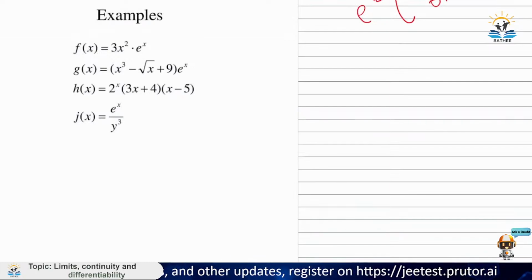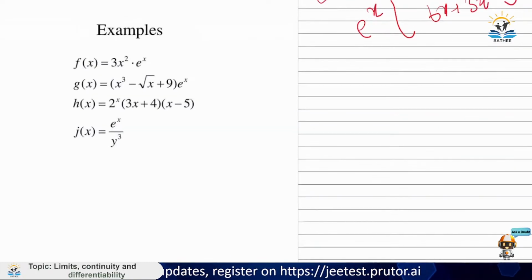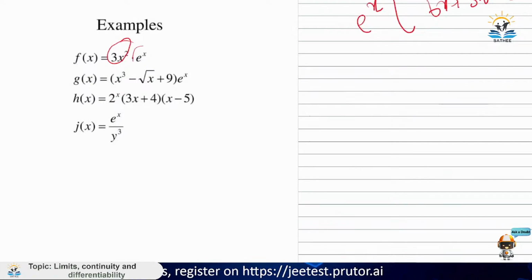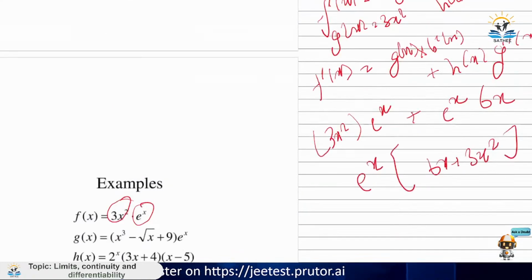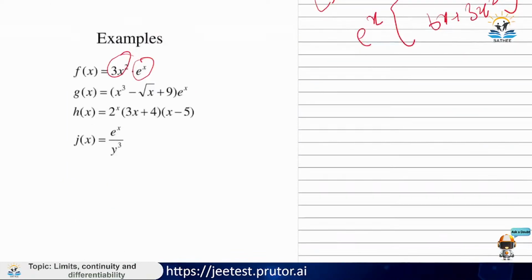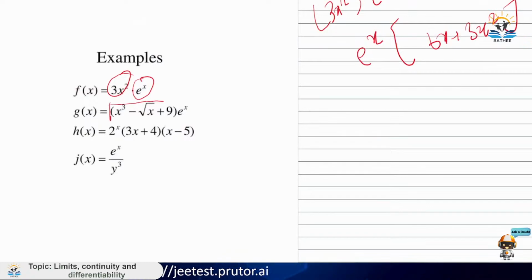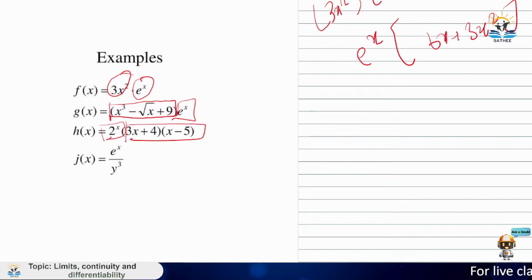So these are some examples, right? These are examples of the functions where the product rule will take place. So what we did is we take this as a different function, this is a different function, and apply the differentiation rule, the product rule. Similarly, this is a different function here, this is a different function. Here also you can take this as a different function and this as a different function. Here e to the power x is a different function and 1 by y cube is a different function.